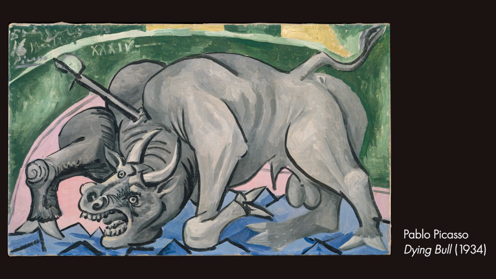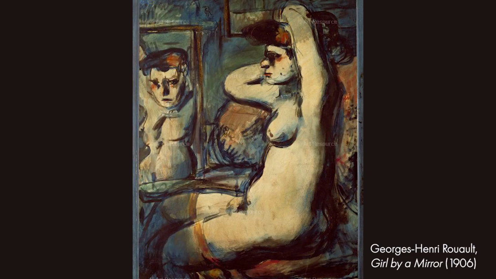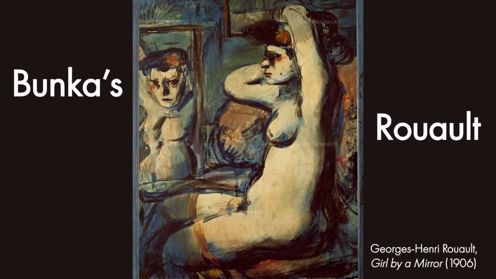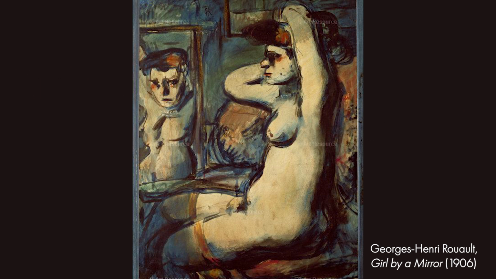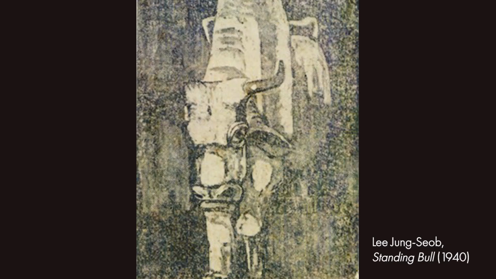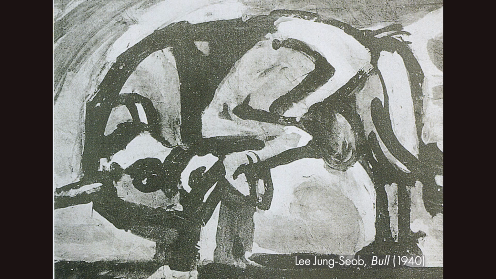He was strongly inspired by the expressionistic style of Picasso and Georges Rouault, and was called Bunka's Rouault, due to his excessive use of black color and bold lines. It was during this time that Yi made the bull a main subject of his paintings. Yi identified himself with the bull, and he was not alone.